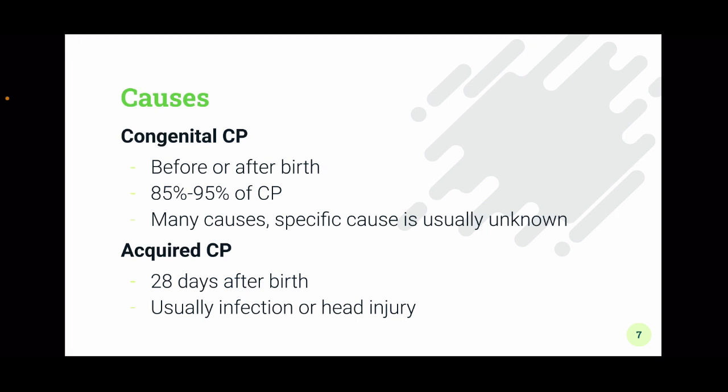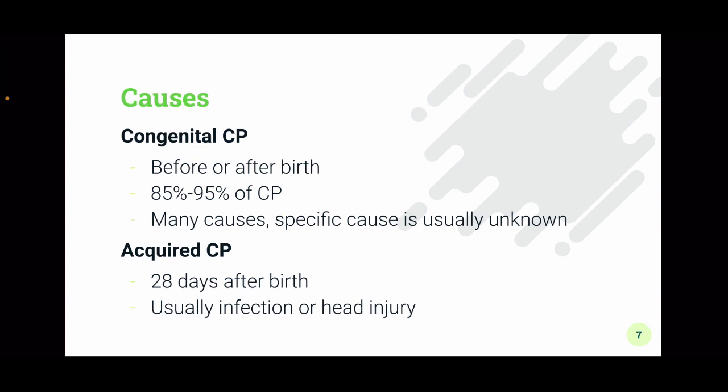Some causes. Congenital CP means that it happens before or during birth. Sorry, there's a typo there. It's supposed to say during birth. And it's the most common, so 85 to 95% of CPs are congenital. And so there are many different causes of this type of CP, and usually the specific cause is unknown.